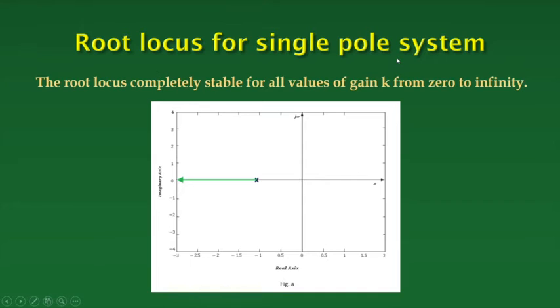Root locus for a single pole system. The general effect of the addition of a pole is a tendency to shift the locus towards the right hand side of the S-plane, and this lowers the stability. Let us consider a single pole, that is, a first order system. The complete root locus lies in the left hand side of the S-plane. Therefore, the root locus is completely stable for all values of k from 0 to infinity.